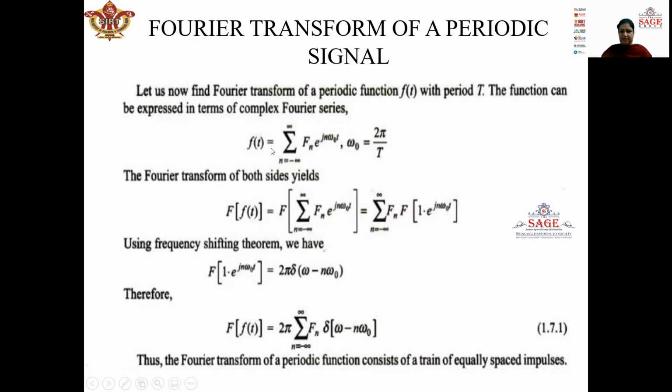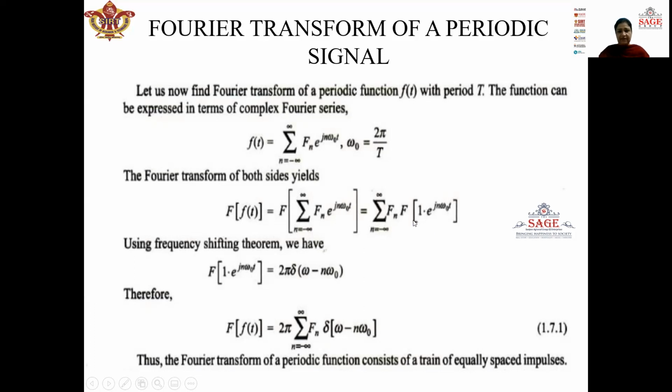Now, taking the Fourier transform on both sides, we will get the Fourier transform of f(t) and the Fourier transform of the expression on the right hand side. Using the linearity property of the Fourier transform, the constant term can be taken out of the transform. F_n is a constant because it depends only on n. We can write F_n and the Fourier transform of 1 dot e raised to the power j n omega naught t. Now, we know that the Fourier transform of 1 is 2 pi delta(omega).